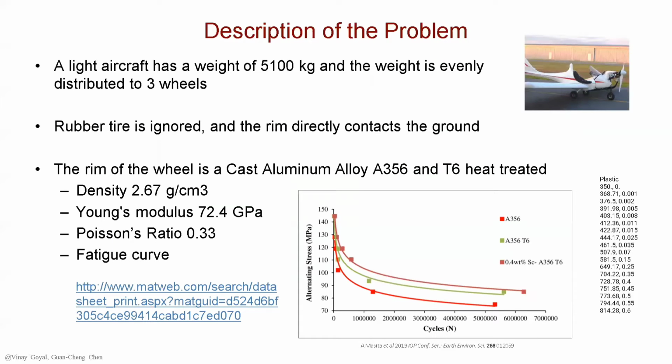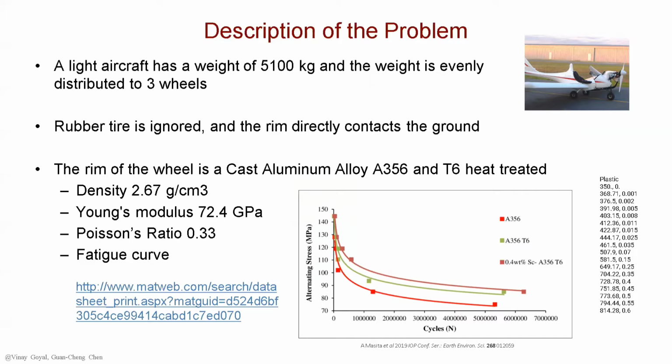The conditions of the problem during the tutorial may differ, but the bottom line is a light aircraft of weight 5,100 kilograms is provided. And we're going to assume that that weight is distributed across all three wheels. We're going to ignore the rubber tire that will typically be surrounding the rim, and that's going to be conservative.